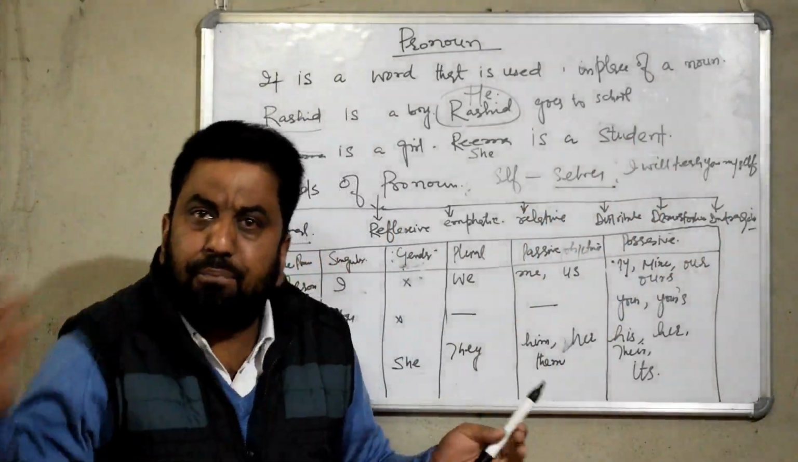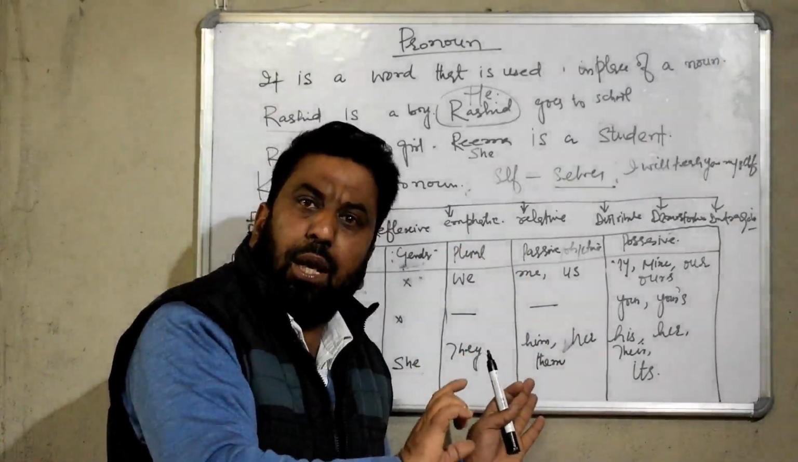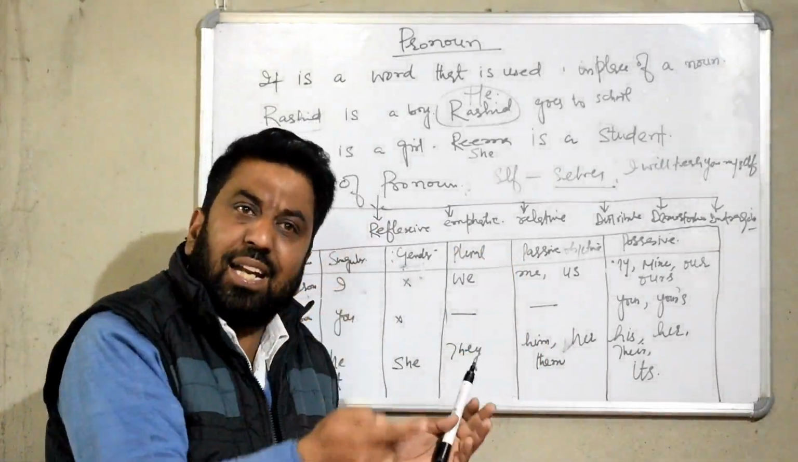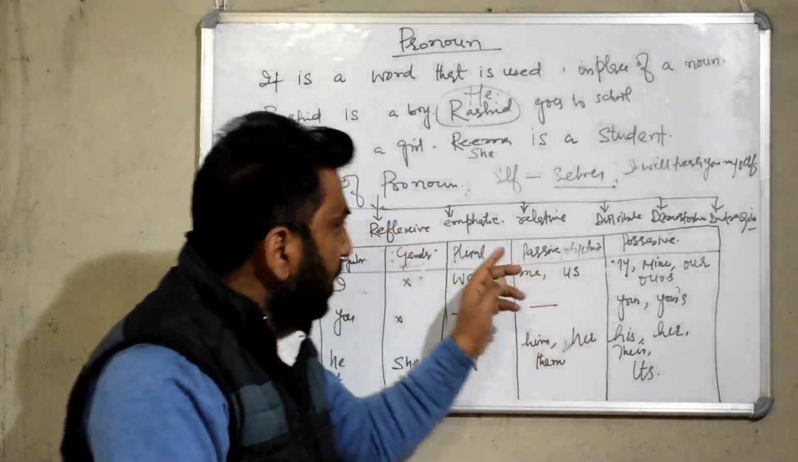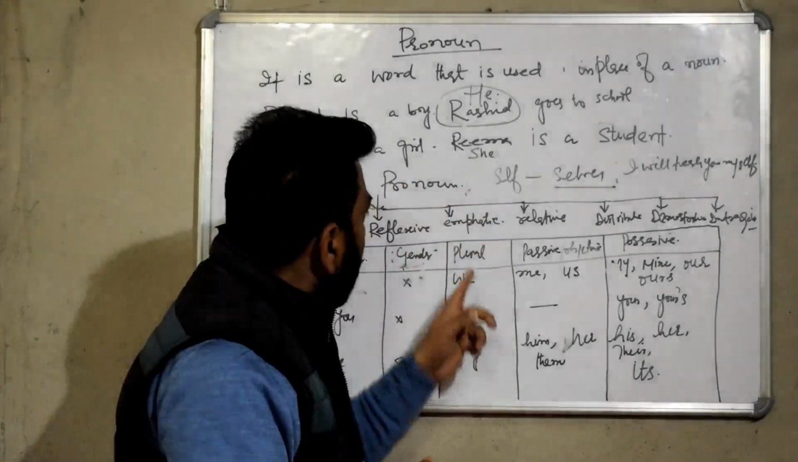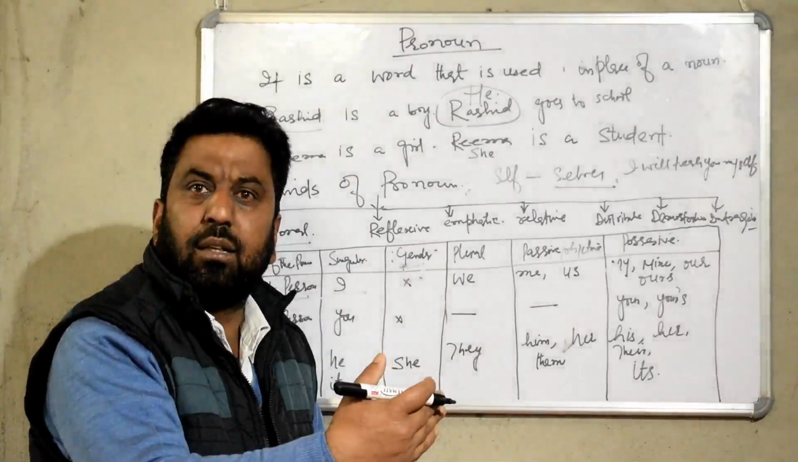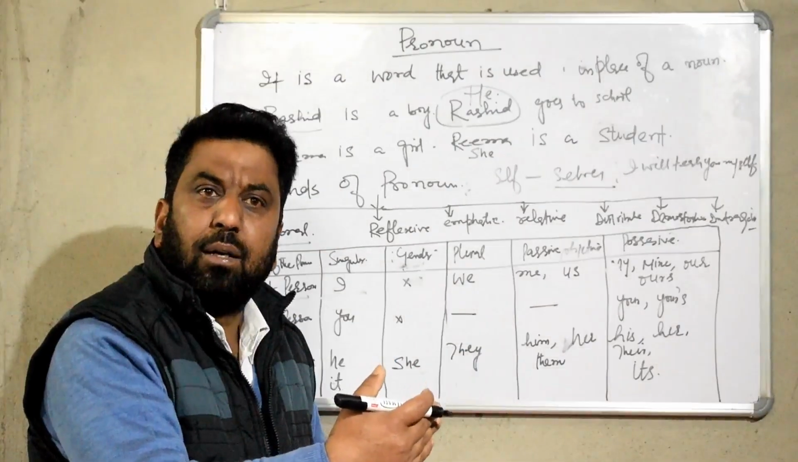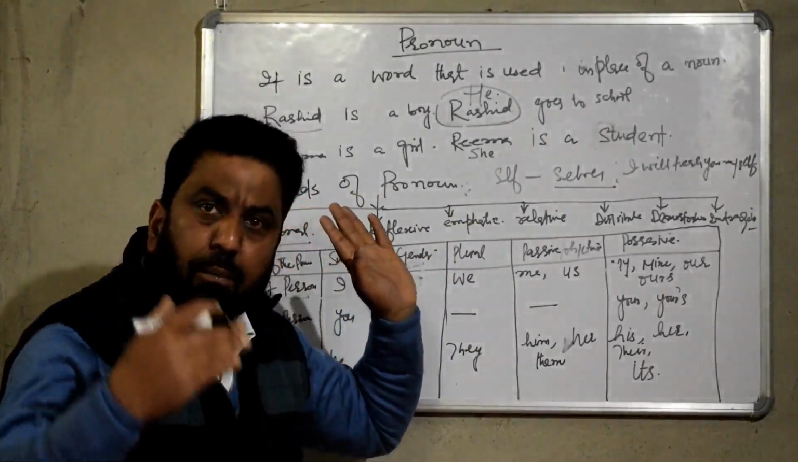He will teach you himself. So him is the reflection of he. She will teach you herself. Her is the reflection of she. In this way, we call it a reflexive pronoun. And one more thing: when these reflexive pronouns are used to emphasize the verb, they become emphatic pronouns.